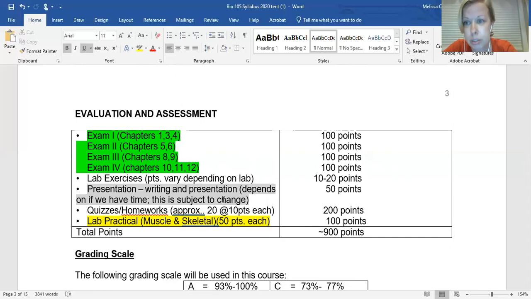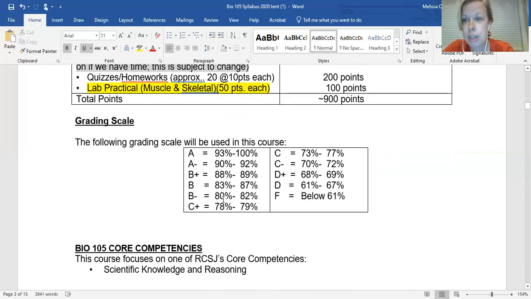You do have 2 practicals, which are interesting to do online, but they're based around pictures, and you'll be responsible for knowing bone parts, muscle parts, muscle structure, bone structure, in 2 separate practicals worth 50 points apiece. The grading scale for the college, in case you maybe attend another college where the grading scale is different, this is our grading scale here.